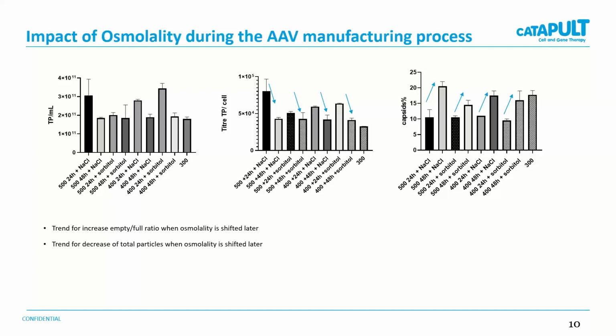If we combine those data with the previous data, what is interesting is we can see a trend for an increase in empty-full ratio when we shift osmolality later in the process, at 48 hours. This is what you can see on the graph on the right. You can see an increase from something like 10% to almost 20% in certain conditions.